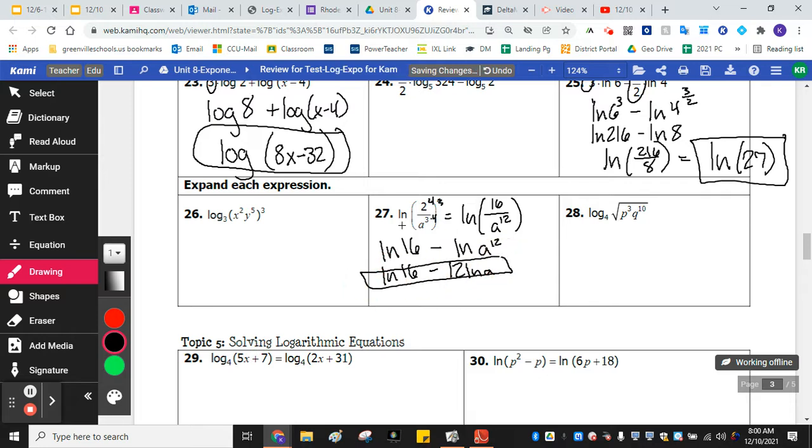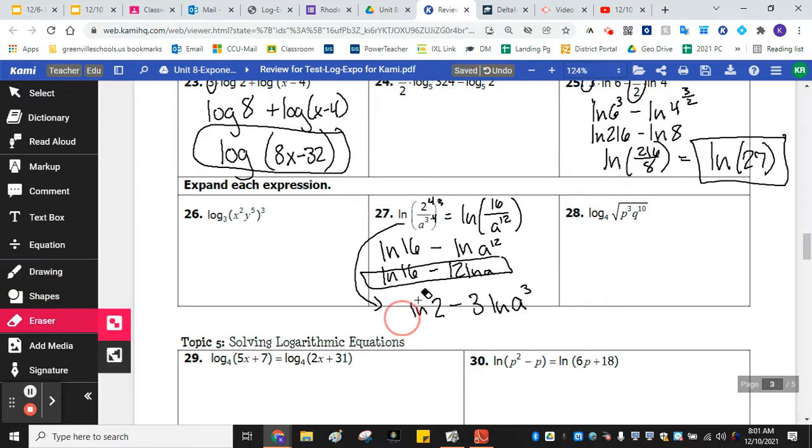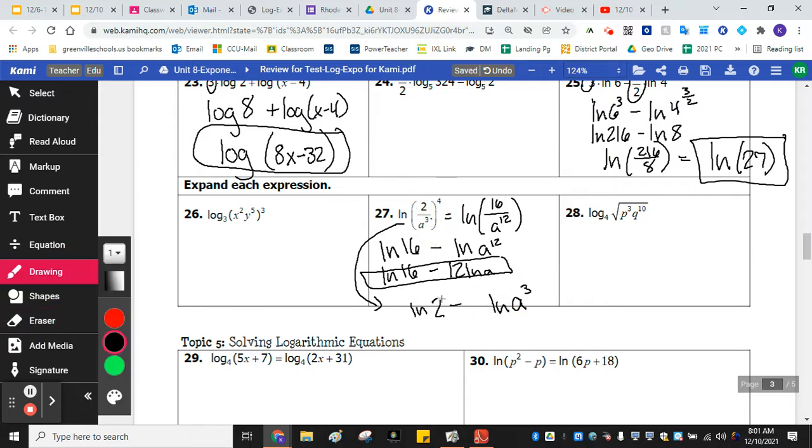Now, if you had expanded it from here, another possible answer you could have gotten is 3 natural log of 2 minus 3 natural log of a cubed. Was that a 4? I think it was a 4. Hold on. It was 4.